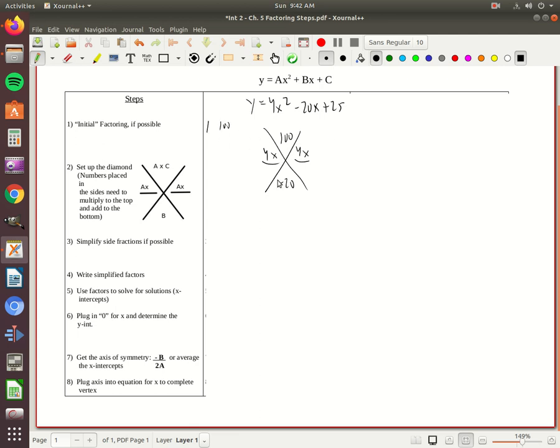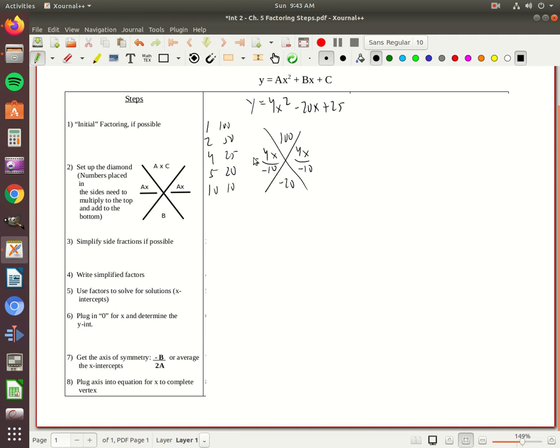1 times 100, I'm not going to get a 20 out of that. 2 and 50, I'm not going to get 20 out of that. 3 doesn't go in. Remember, 1 plus 0 is 1, and 3 doesn't go into 1, so it won't go into 20. 4 and 25, I'm not going to get a 20 out of that. A 5 and a 20, I'm not going to get a 20 out of that. 6 doesn't go in. 7 doesn't go in. 8 doesn't go in. 9 doesn't go in, but 10 and 10, that actually might work right there, especially if they are both negative. So negative 10 times negative 10 is 100. Negative 10 plus negative 10 is negative 20.